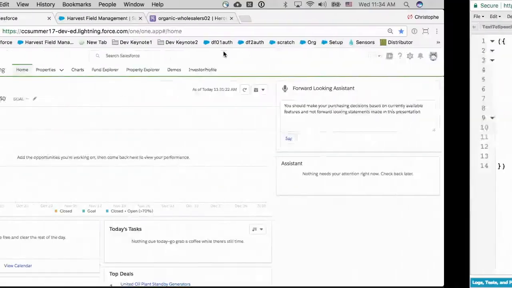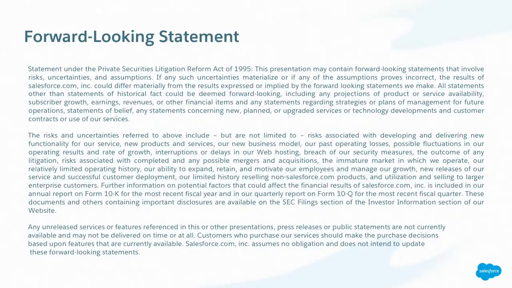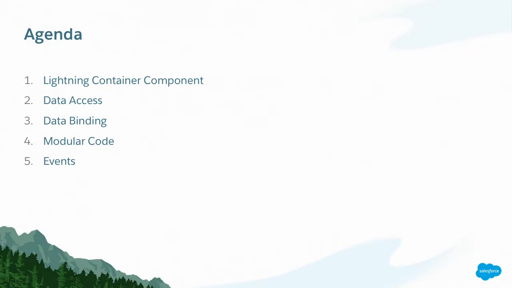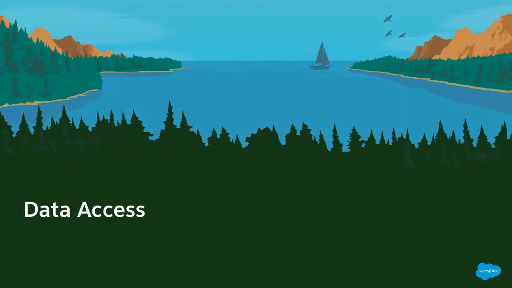So with that, we can now go back to this slide. It's done. Great. And look at the agenda. So we are already done with the first item. We spoke about the Lightning Container Component. So what we will do in this presentation, we will cover advanced techniques to do data access, data binding, to write modular code, and to work with events. So without waiting, let's start with the first topic, which is data access.